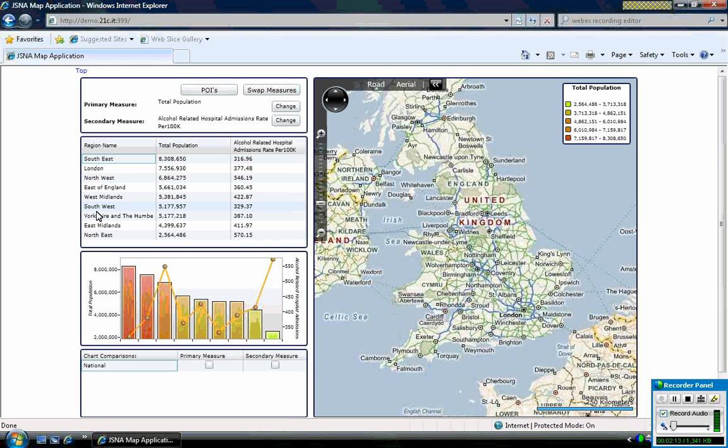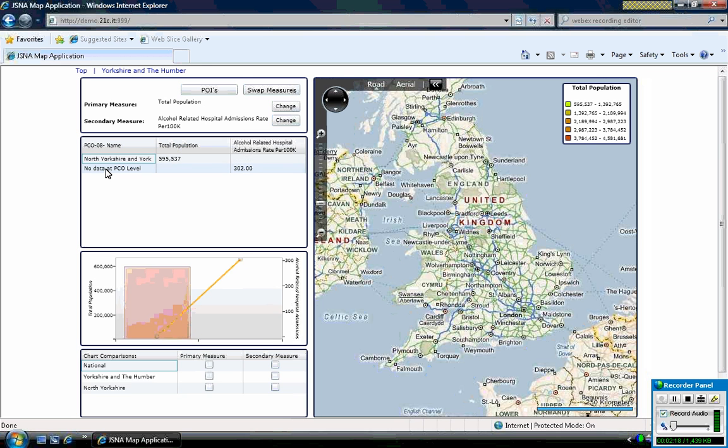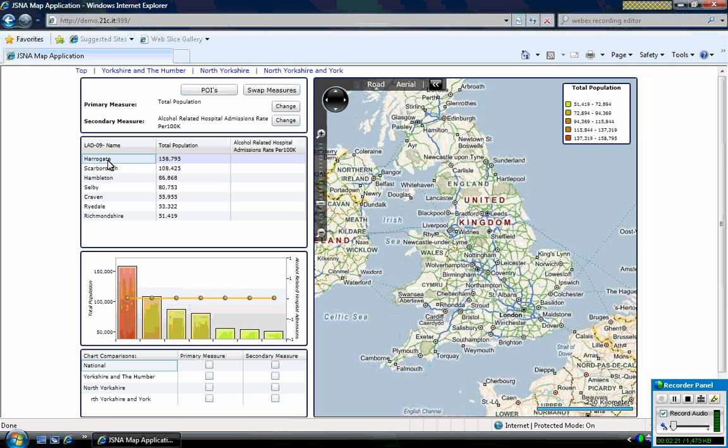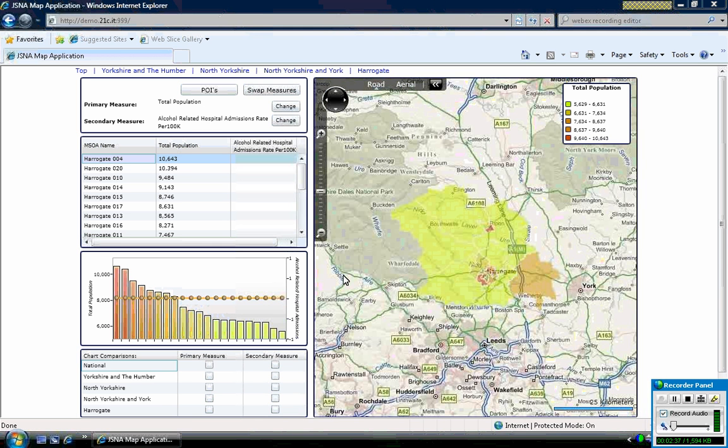The map is then driven by looking at particular areas of the country. So we're going to go here and we're going to look through North Yorkshire. I'm going to go down to Harrogate. And then when you get to the lowest level, you can see that what it's doing here is covering the map.